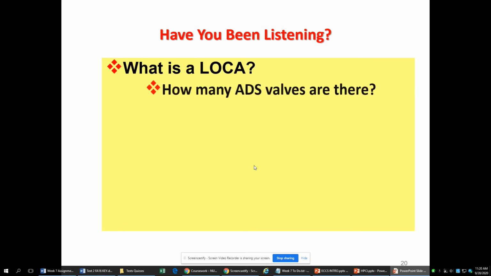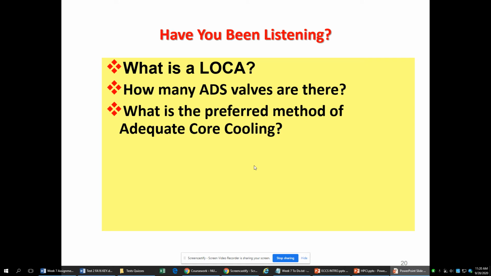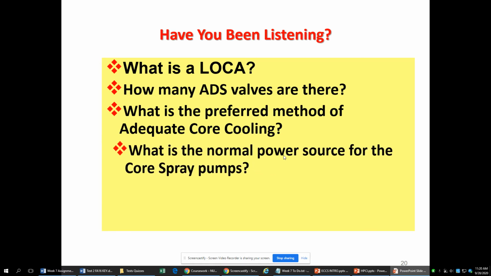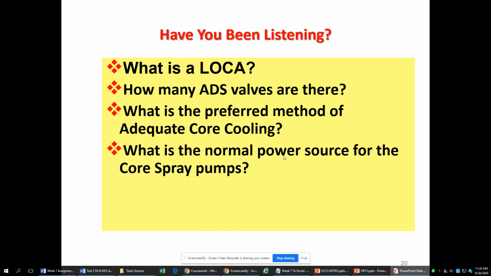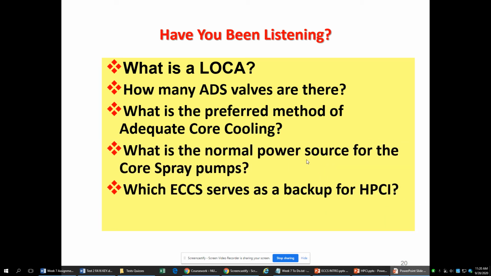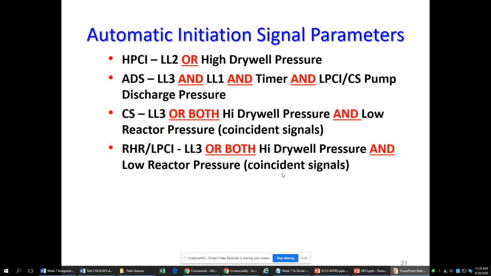So what is a LOCA? You all have answered that one. There are 7 ADS valves. And the preferred way to keep the core cool is just core submergence, right? Keep it underneath water. If there's water on top of all that fuel, it is going to be cool. So the normal power supply for core spray is going to be the grid. And then what's the backup for HPCI? If HPCI goes away, I'm going to open those ADS valves, and it's going to depressurize and send the steam to the turbine.